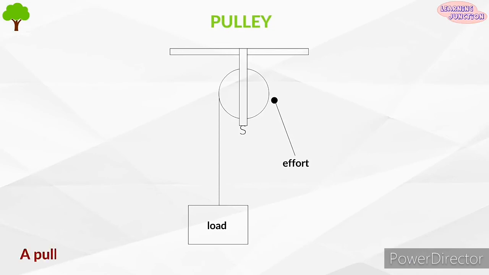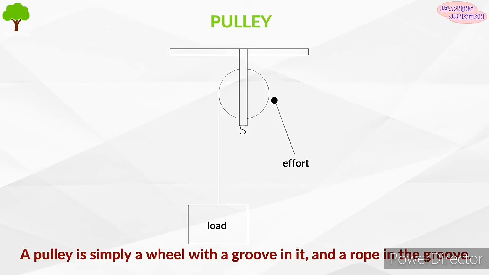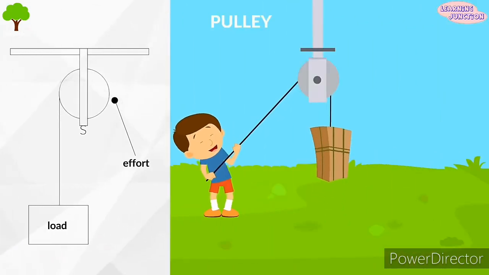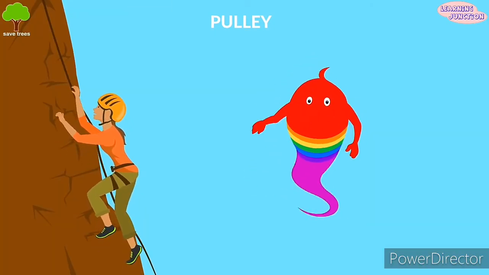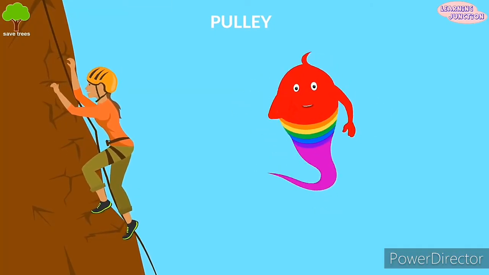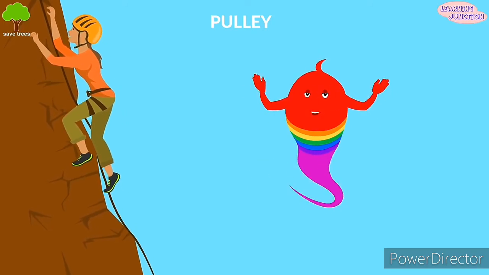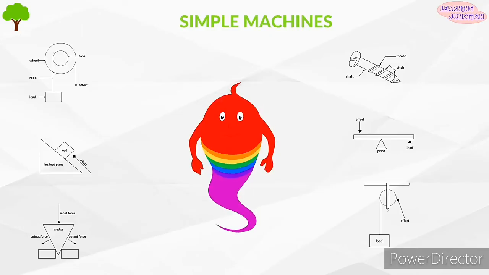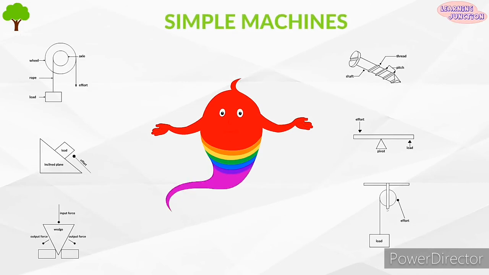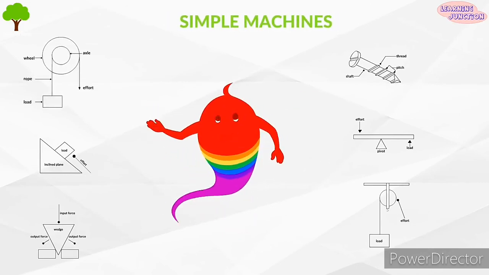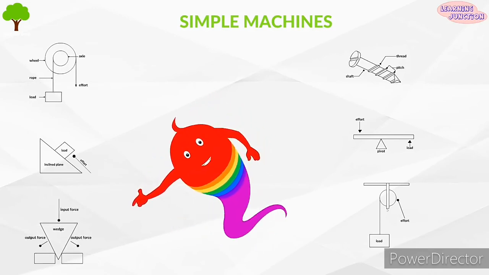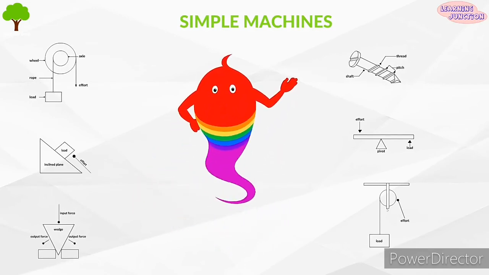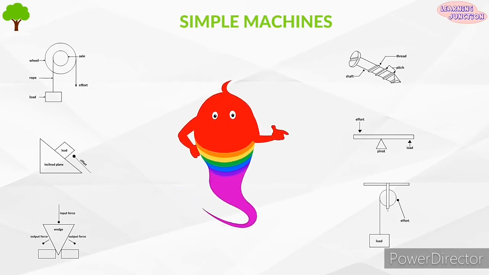Pulley. A pulley is simply a wheel with a groove in it and a rope in the groove. It is used to lift up or lower heavy objects. With the help of the pulley system, rock climbers can climb steep rock surfaces easily. Here's a chart of various simple machines. Wheel and axle. Inclined plane. Wedge. Screw. Lever. Pulley.